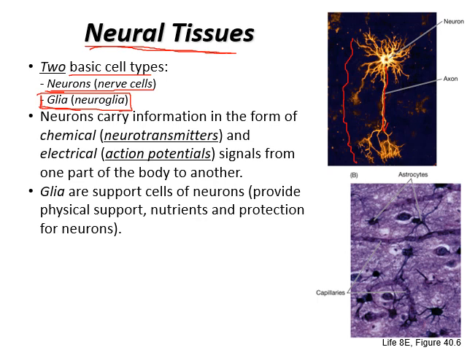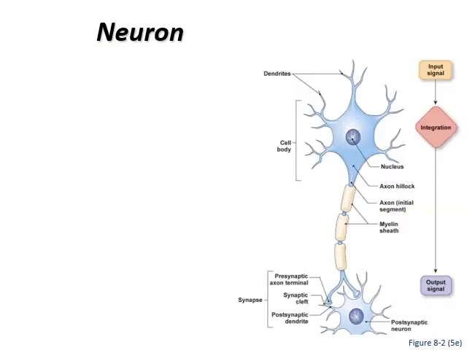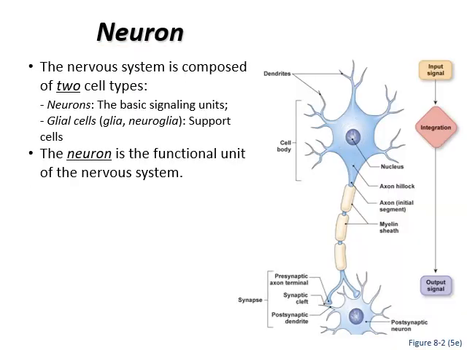So the neurons are the ones involved in the signaling, where the glia cells are basically the helper cells of the neurons. Let's first look at the neuron, the basic parts of it.